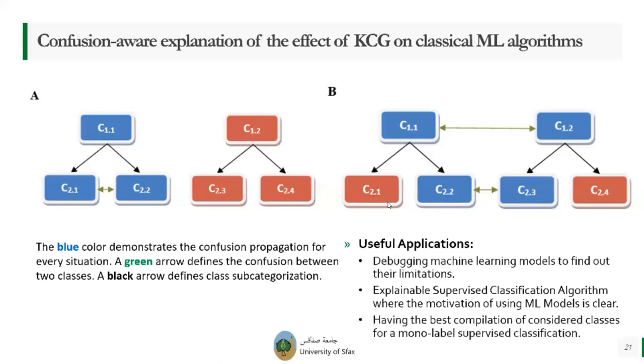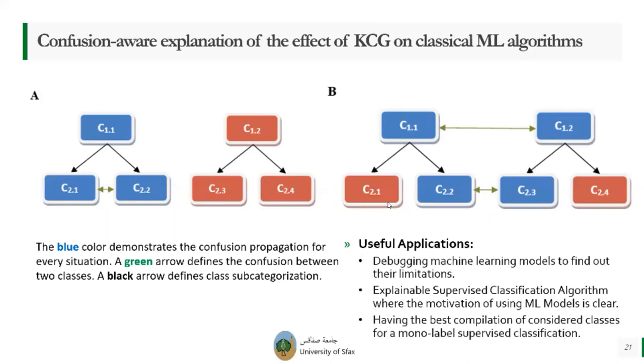For example, by studying the limitations of every model, we can find out that, for example, a model X can classify animals better than, for example, cars. And that's why we will use that model for the classification of the animals and not for the classification of the cars.